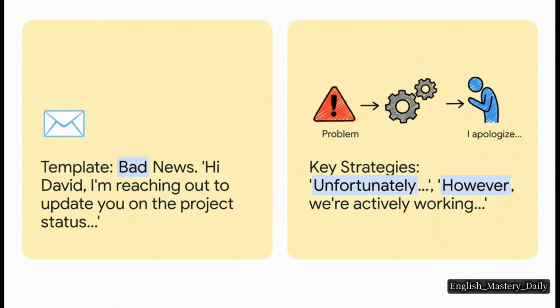You have to start by getting right to it, acknowledging the problem with a word like "unfortunately." But then you immediately pivot to the solution. "However, we're actively working on this." This shows that you're on top of it. And finally, you have to take responsibility with "I apologize for any inconvenience." That's absolutely critical for keeping trust. Just remember the formula: problem, action, apology.